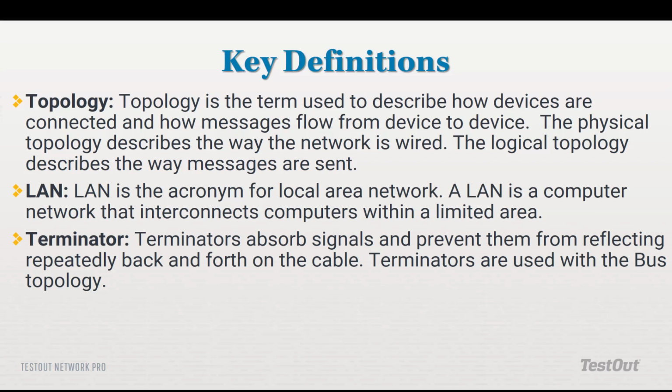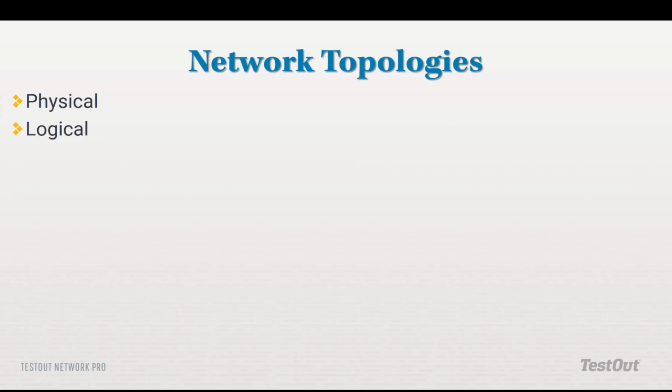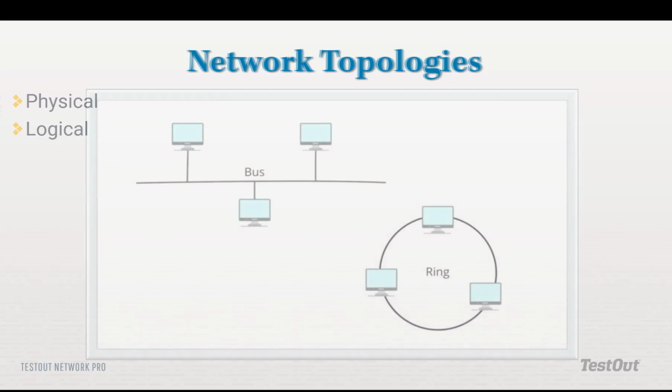Basically, LAN is simple for local area network. A terminator is something that is in the older technology, the bus technology. You're going to have a 50 ohm terminator on each end of the cable to stop the data from leaking. Okay, then you have two network topologies, physical and logical. You will see that explained in detail in the videos over here.